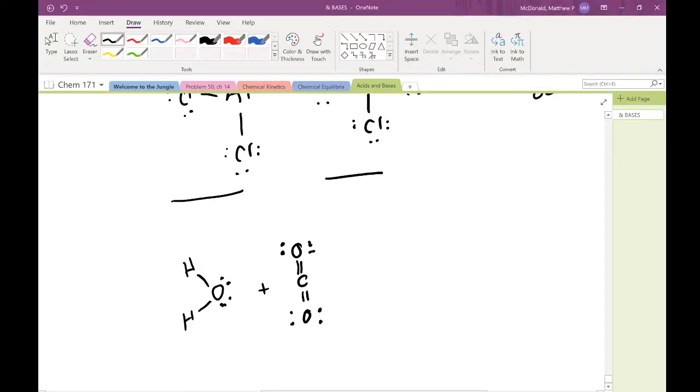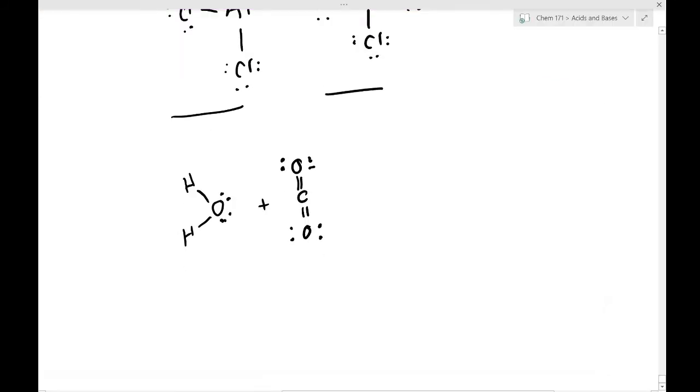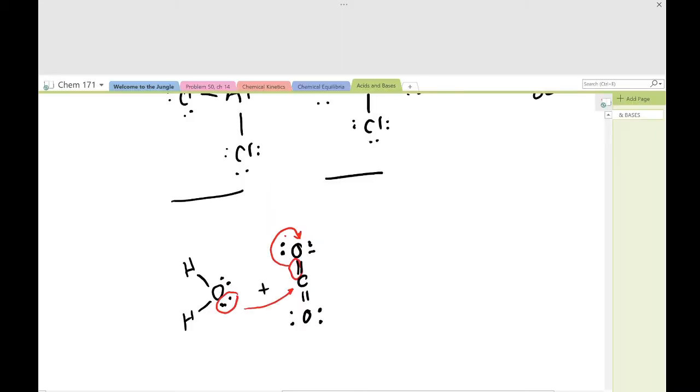Okay, so let's switch over to red here, just so that we can see this a little bit easier. Here is a lone pair. There are also lone pairs around these oxygens, but I'm going to focus on the lone pair on water. This lone pair on water can start interacting with the carbon in carbon dioxide. And when this happens, this pair of electrons here can flip up to be on the top of oxygen so that you end up with only a single bond there. I'm going to switch back to black.